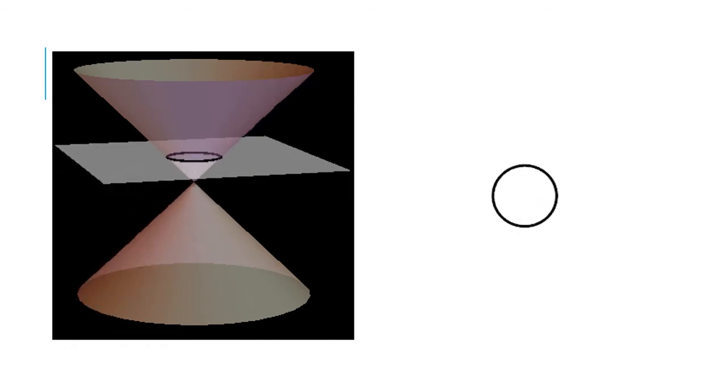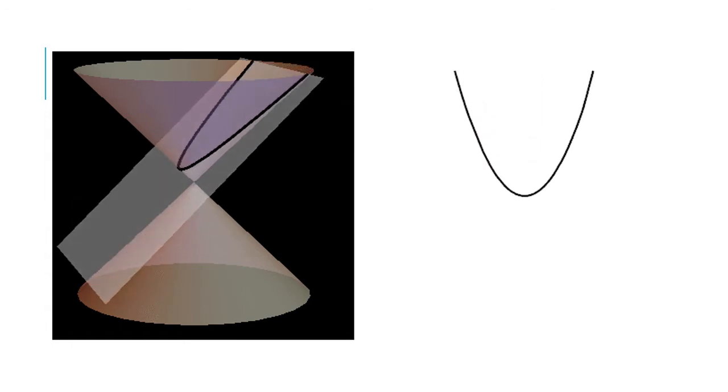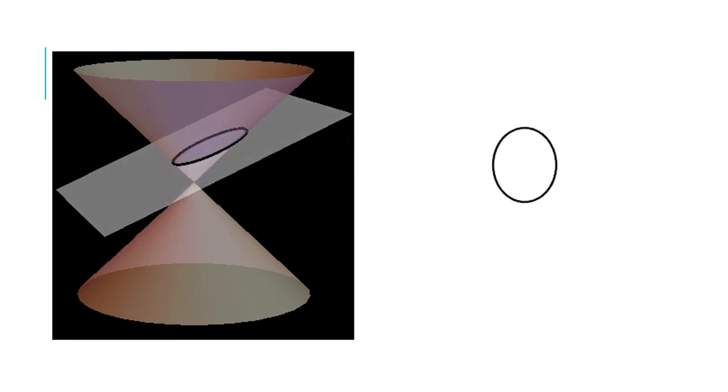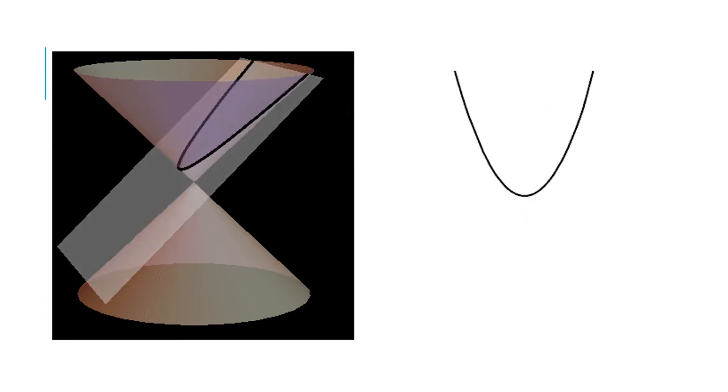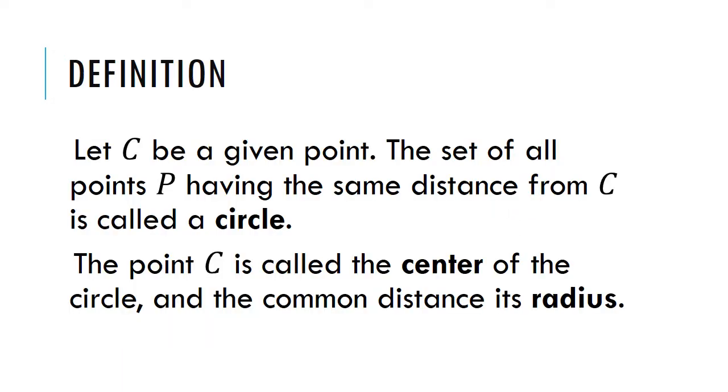type of conic section. And as you can see, a circle is generated when you pass or cut the double-napped cone in a way that the plane is perpendicular to the axis of the cone, or in a way that the plane is parallel to the base of the cone, as you can see there. Okay, so this is the definition of a circle.